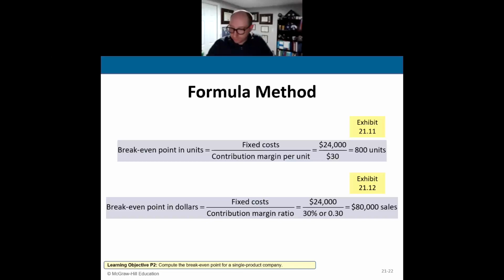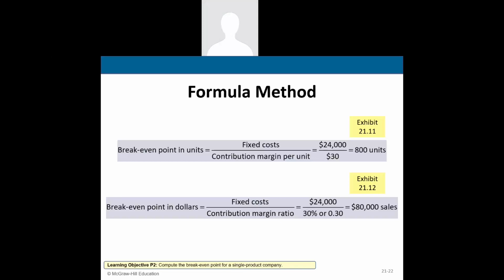Leland, I saw your hand. Oh, Professor, is that just how many units you need to sell or money you need to make just so you're not in the red, basically? Correct. If you know how much you need to sell, then you know this is where we need to at least be. You got it. That's 100%.